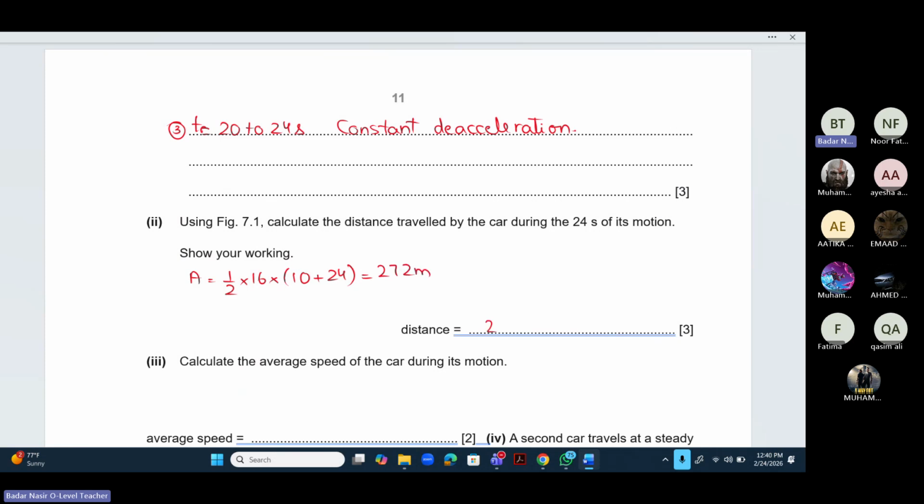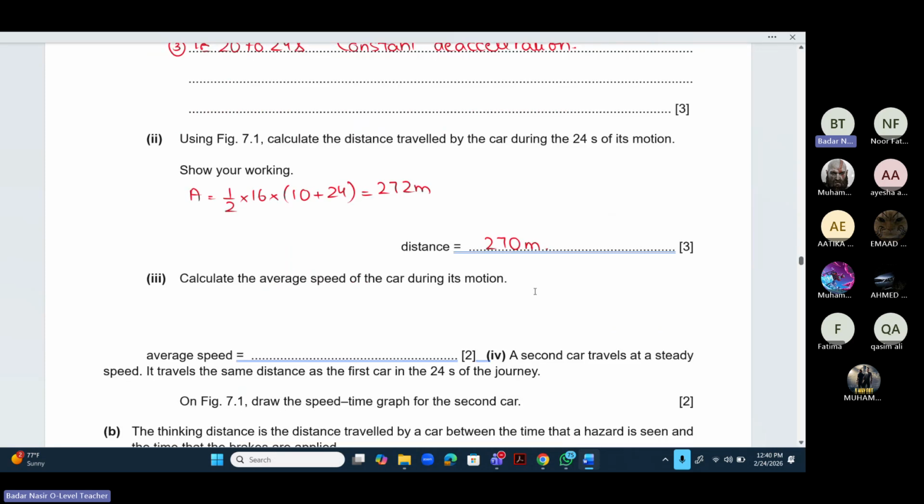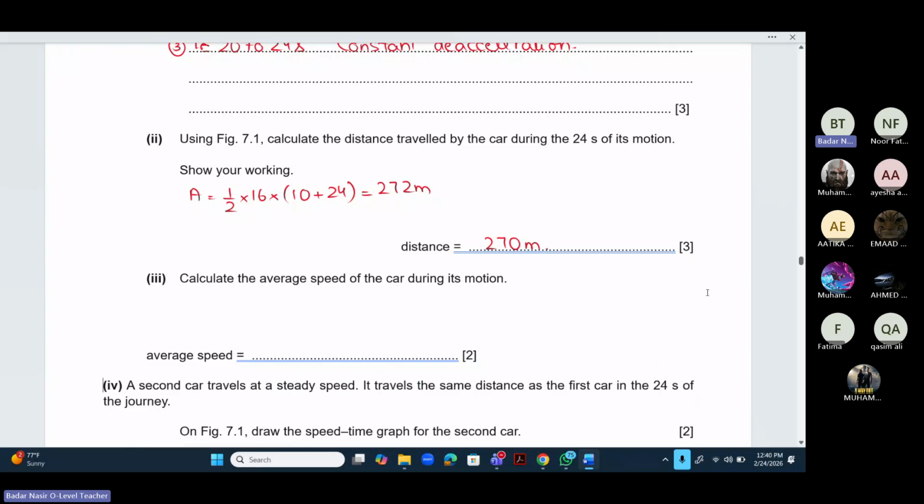Round the final answer to two significant figures. So we get 270 meters. Calculate the average speed of the car during its motion. Now, what is the formula to calculate the average speed? Total distance traveled over total time. This is the formula for the average speed. Total distance is 272 meters and it has been covered in a time of 24 seconds. So we get 11.3 meters per second.